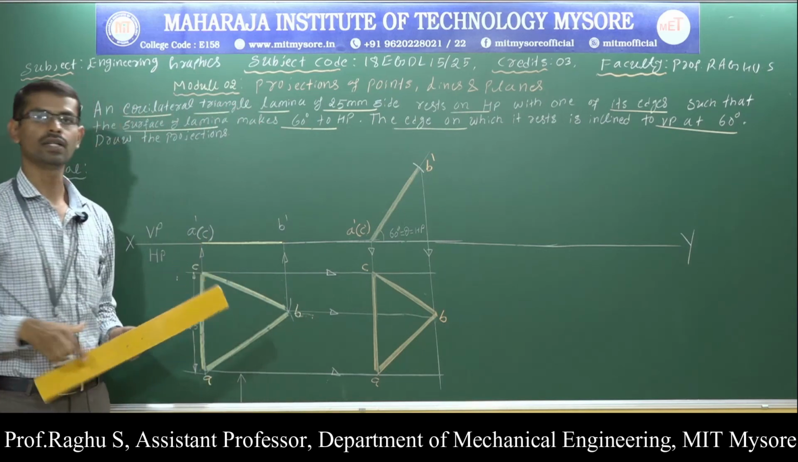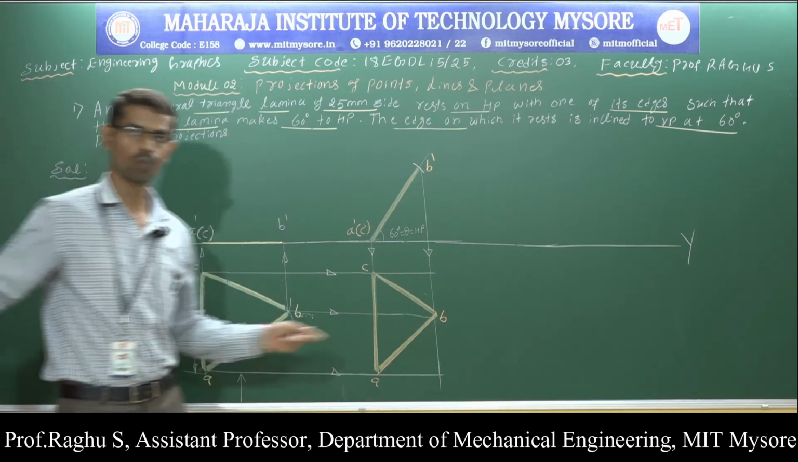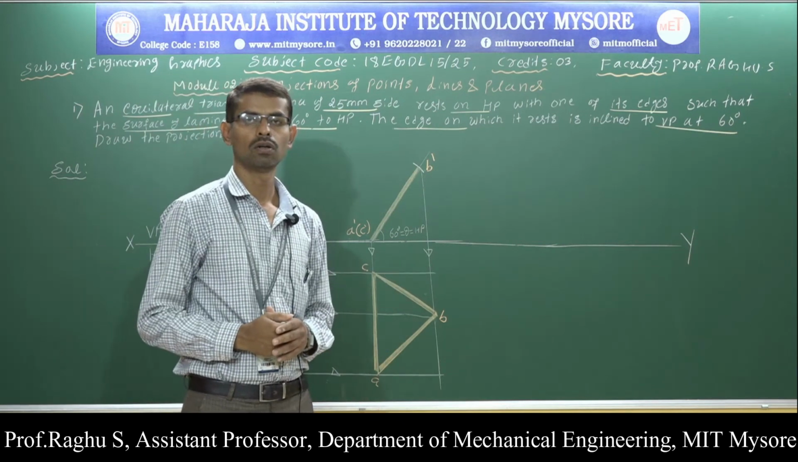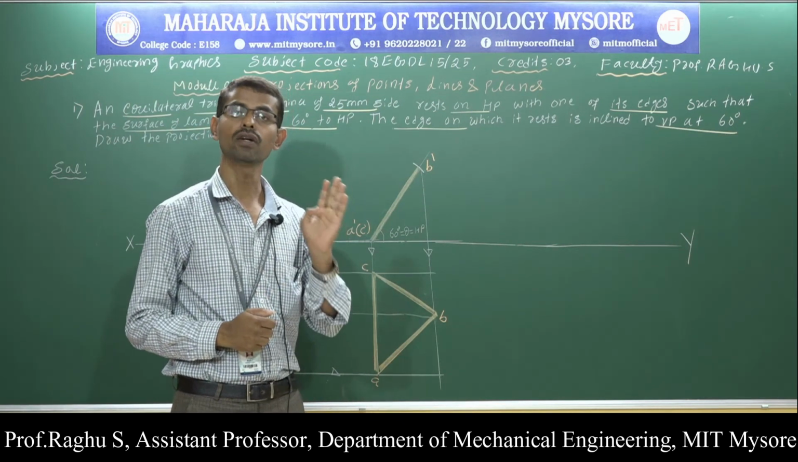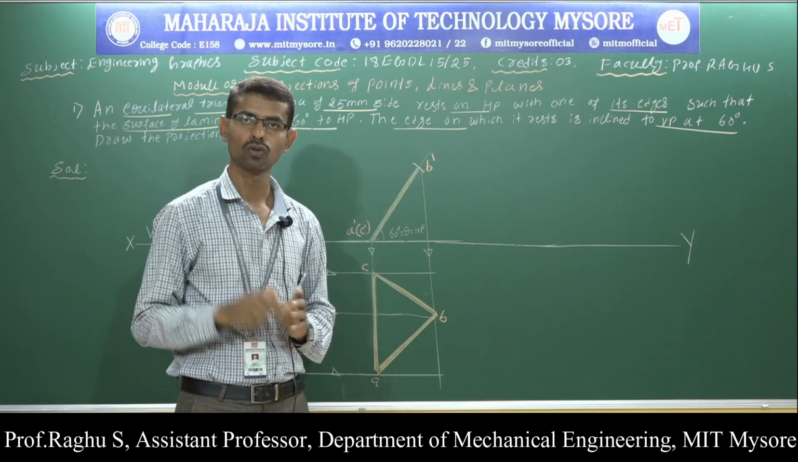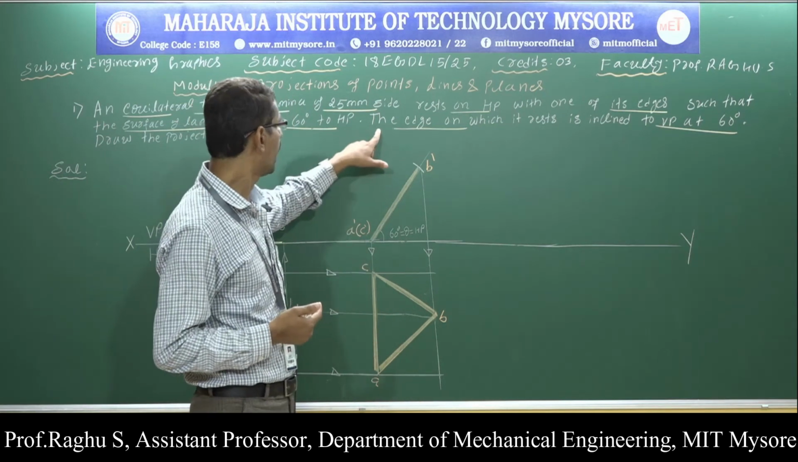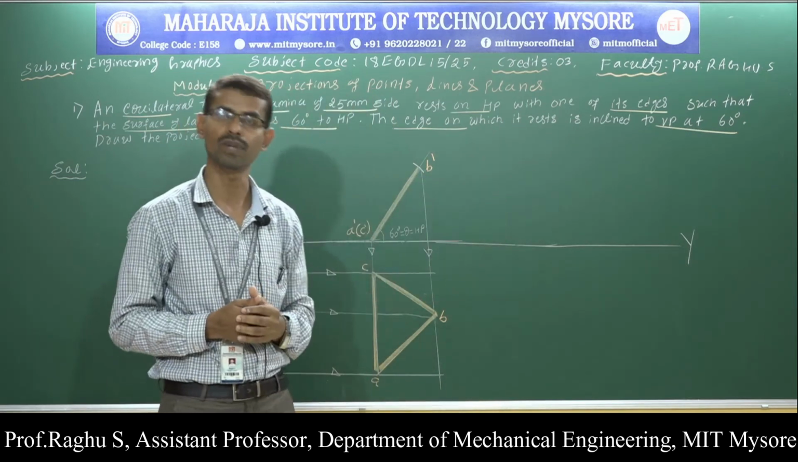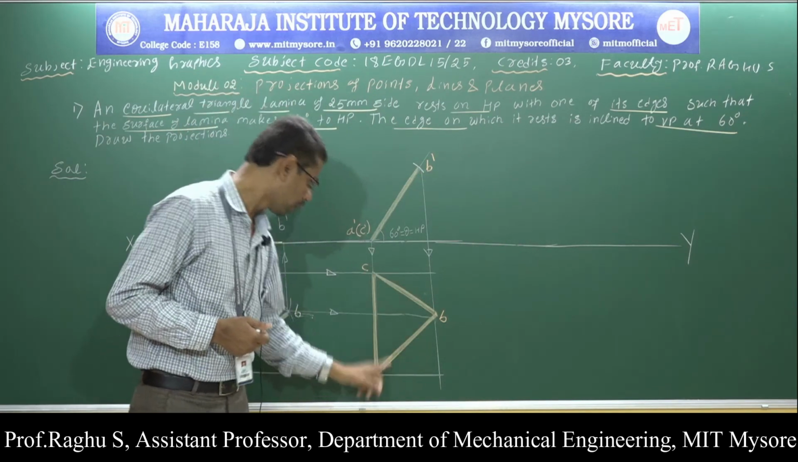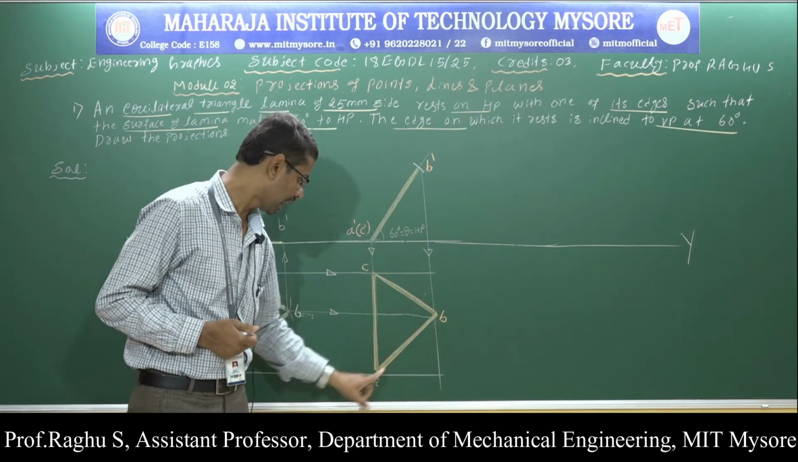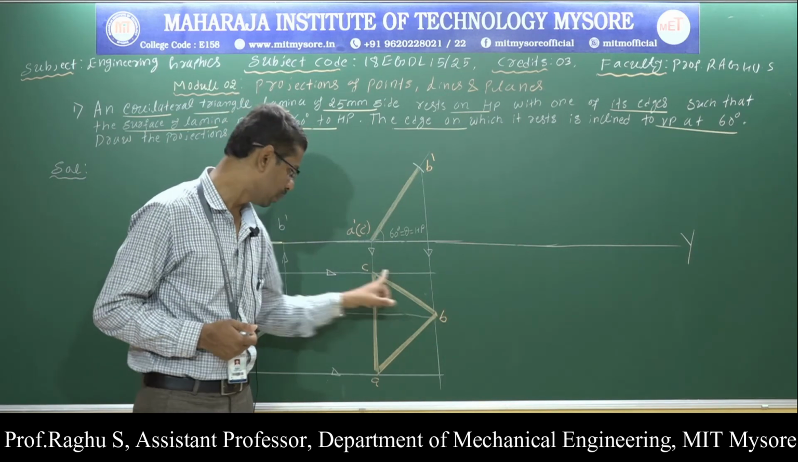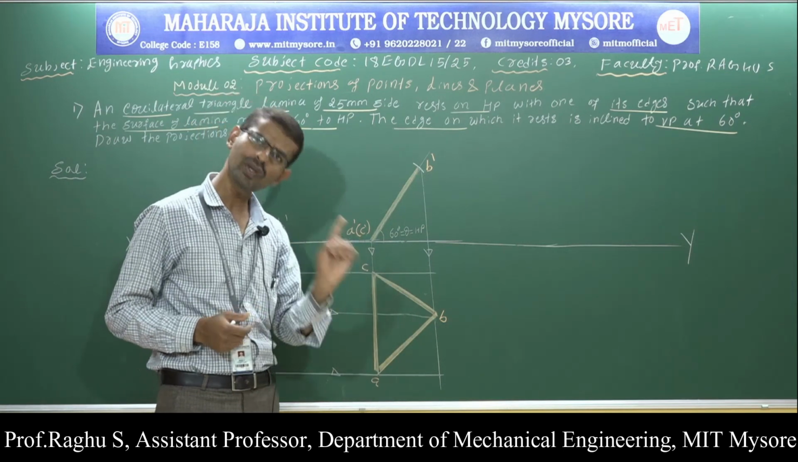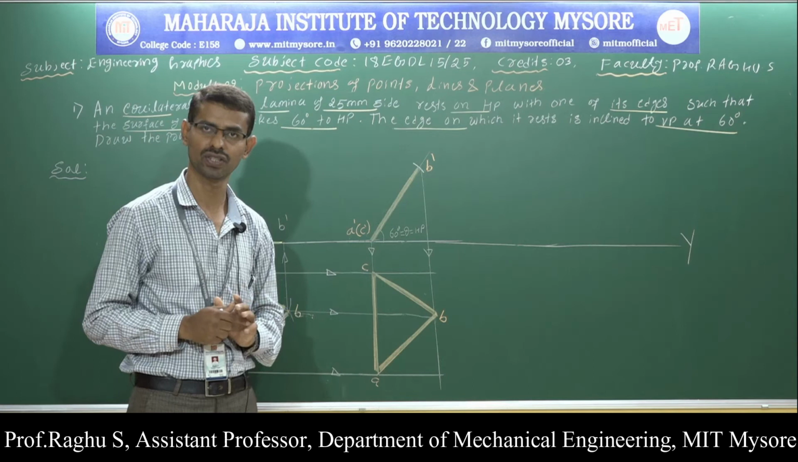Now, I have completed the second position, top view. Next, the last one. To draw the third position, I need VP inclination. VP inclination means the edge on which it rests is inclined 60 degree with respect to VP. Here I have three sides, the edge AB, the edge BC, the edge AC. Out of three sides, which one is the resting side?